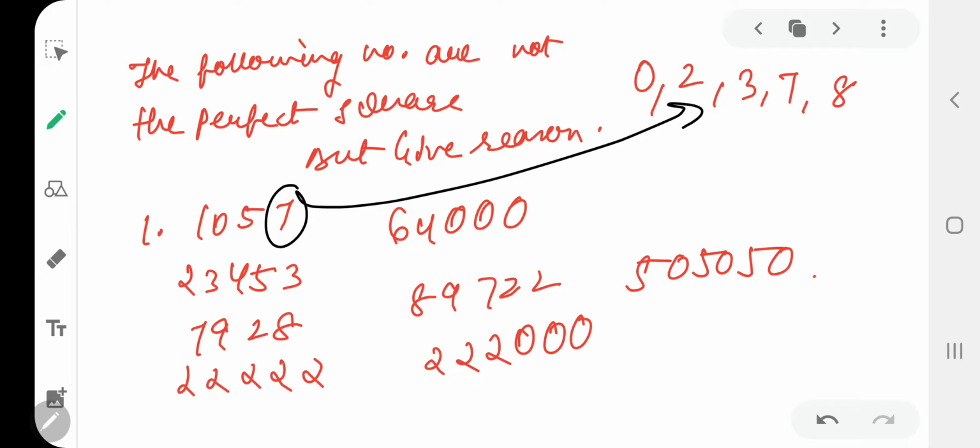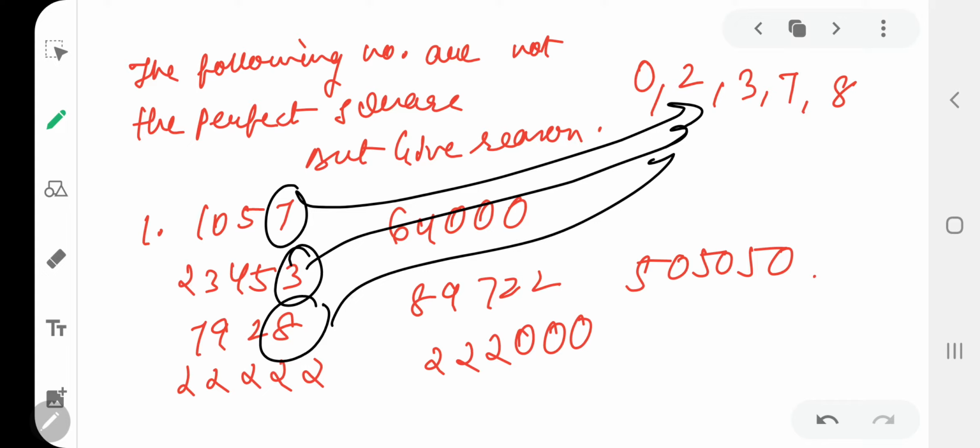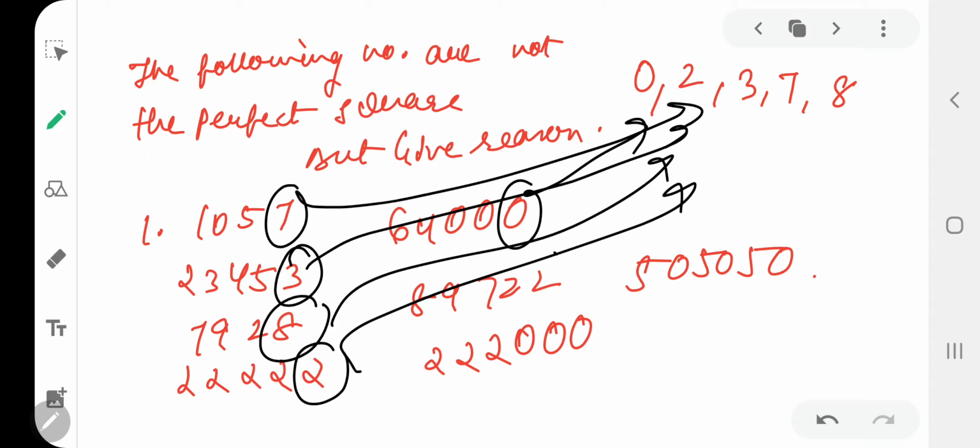If you keep finding its square root by prime factorization, you will never get it. So 3 also belongs to this group. So what you will write, because the number is ending with 3 and 3 is not a perfect square digit, hence you will not get the perfect square of the entire number. Then you have 8 belongs to this group, so it will not be a perfect square. 2 belongs to this group. Then you have 0 belongs to this group. 2 here, 0 here, 0 here.